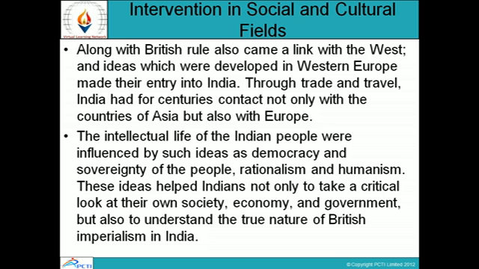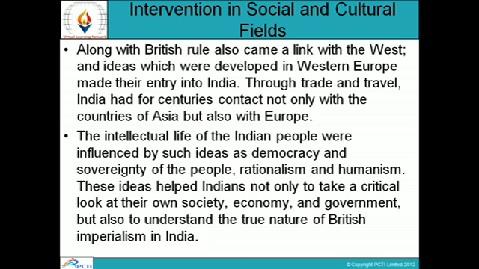Now let's see the intervention in social and cultural fields. Along with British rule also came a link with the West, and ideas which were developed in Western Europe made their entry into India. Through trade and travel, India had for centuries had contact not only with the countries of Asia but also with Europe. So, with the coming of British rule, there came a link with the social as well as the cultural ideas of the West.